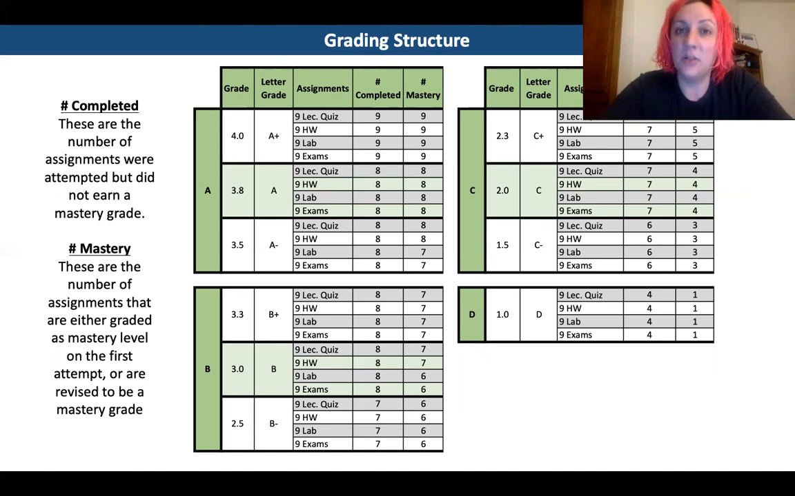All of the assignments you turn in need to be revised to a mastery level after you get feedback or on the first attempt. And so this table is essentially telling you for any given grade, what are the number of assignments you need to complete? And that means turning in work that is in a range of F to B, and how many assignments need to be revised or turned in originally at a level that's A minus or B plus.